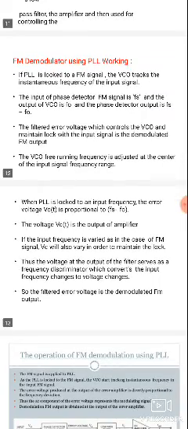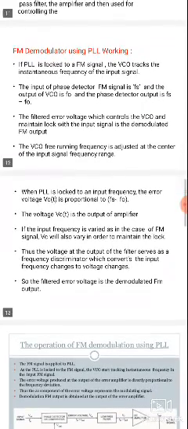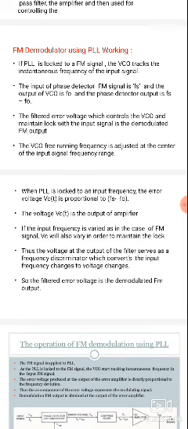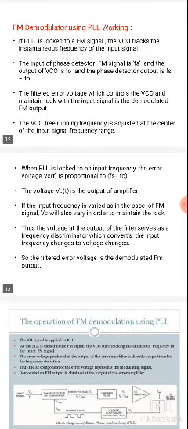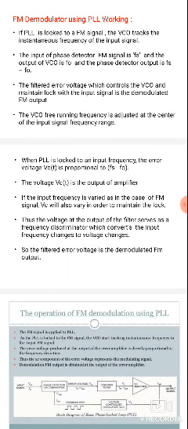The filtered error voltage which controls the voltage controlled oscillator maintains the lock with the input signal and is demodulated as the FM output. The amplifier output is the FM demodulated output. The VCO free running frequency is adjusted at the center frequency of the input frequency range. When the PLL is locked, the VCO free running frequency, as we already discussed in the last classes, is the center frequency, then afterwards the capture range, and the last one is the lock range. The capture range is the narrower bandwidth, the lock range is the broad bandwidth. The free running frequency F0 will be in the middle or center.